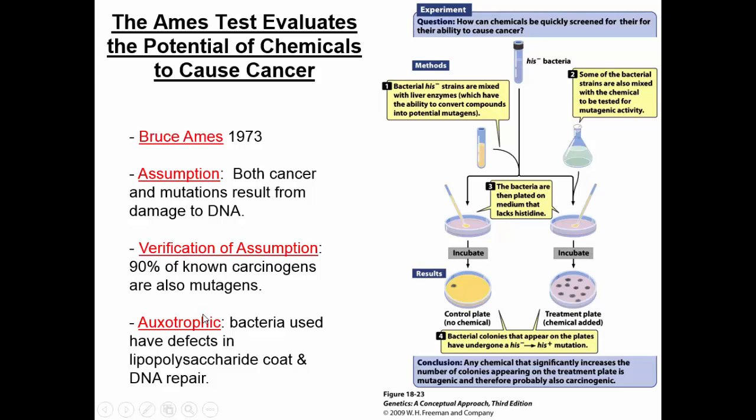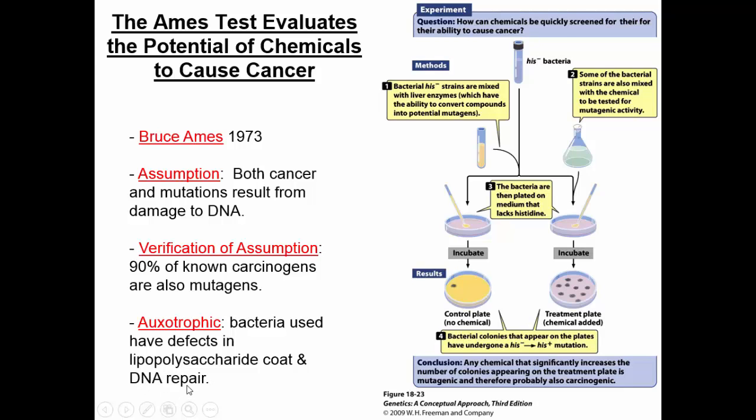And just a quick side note, the bacteria he used were auxotrophic. They were bacteria that had defects in their lipopolysaccharide coat, and they also had defects in their DNA repair mechanism. This is sort of the idea behind that. If we're looking for chemicals that may cause mutations to DNA and may be cancerous, we don't want these bacteria to be repairing their damage, right? Because it would be harder to detect if they have damage or not.